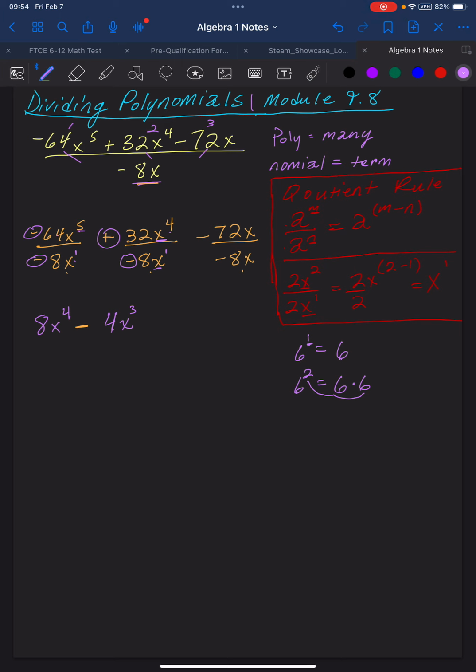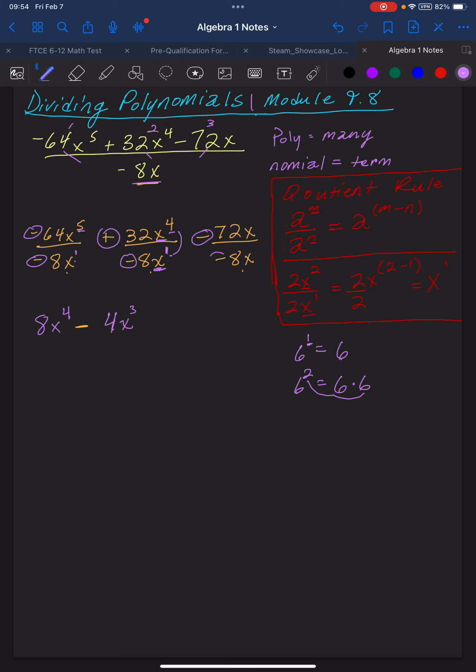Okay, I'll go over it again. Our variables are the same, x and x. So because they are the same, I can subtract our exponents. Remember, you subtract the exponent that's in the denominator from the exponent that's in the numerator. All right, let's go to our next one.